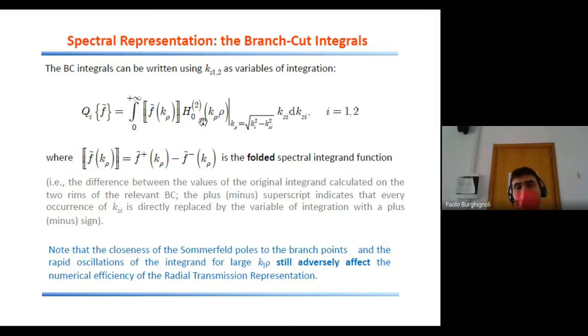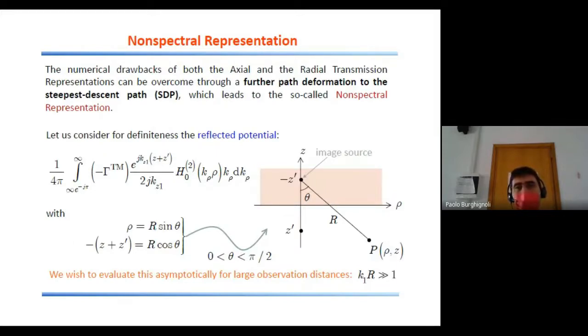Now, these kind of integrals can in principle be evaluated. However, since the Sommerfeld poles are still close to the integration path, in particular the one associated with the lower wave number, there will still be a spike. So numerically, they must be treated carefully. And in addition, the integrand still oscillates because of the Hankel function. So to improve things further, what we can do is to further deform the integration contour. And the most convenient deformation is to the steepest descent path that runs through the relevant saddle point.